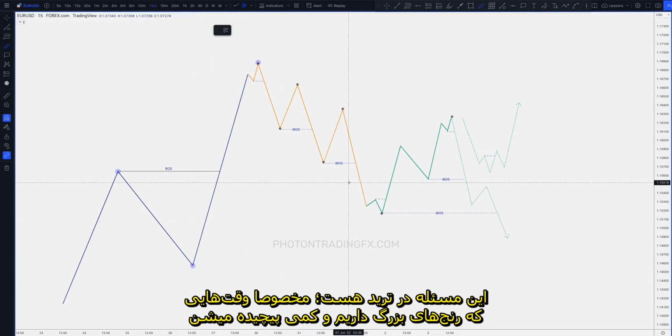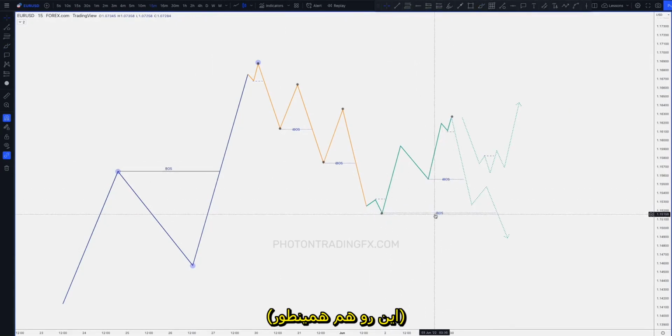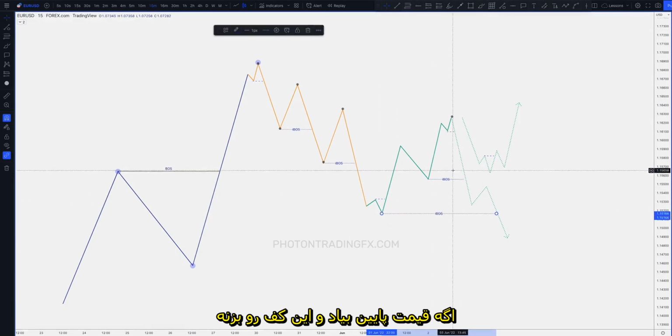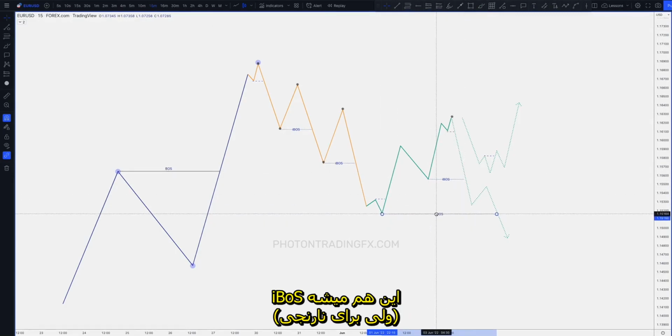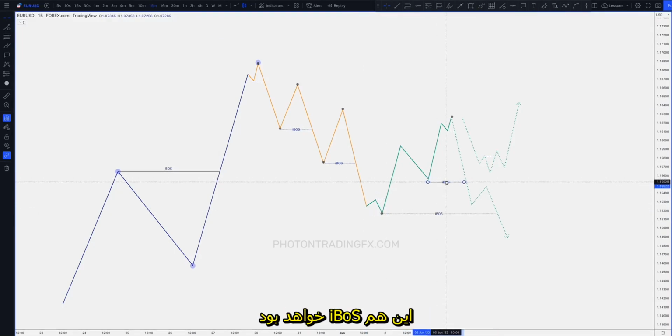But that's just the reality of trading. It can get complex, especially when you have these big ranges. So for me personally, I'm still going to classify that as an IBOS as well as this. So if price came down and took out this low, this would be the orange IBOS essentially, right? The break of the orange internal low. And this is also an IBOS.